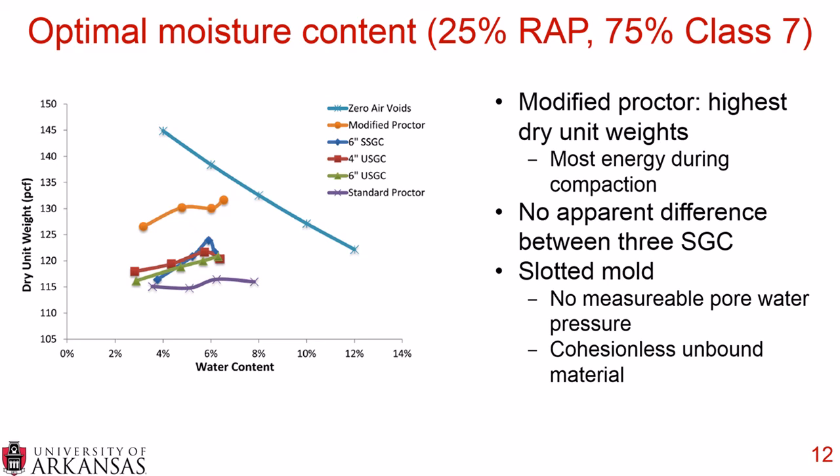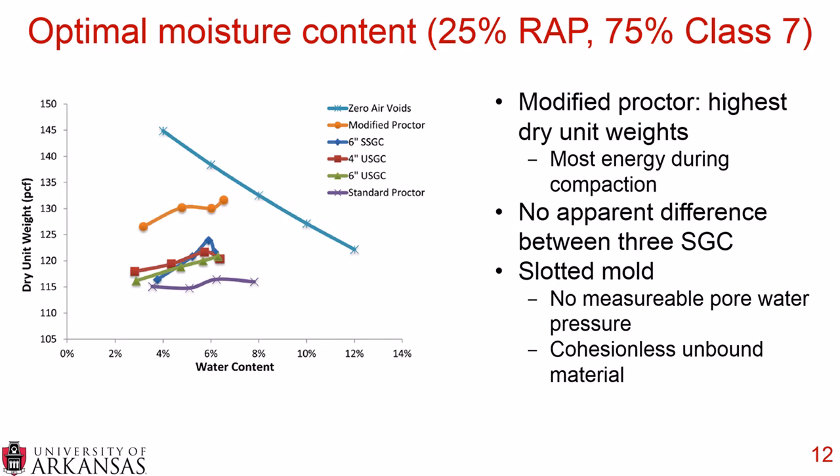And this was a little surprising because we were expecting to have some pore water pressure build up, and we were expecting to see a little bit of difference between the slotted and unslotted molds, but we did not see that. And we think maybe one of the main reasons is because this is a limestone, a highly processed limestone aggregate base, there wasn't a whole lot of cohesion in that soil. So, or the soil equivalent.